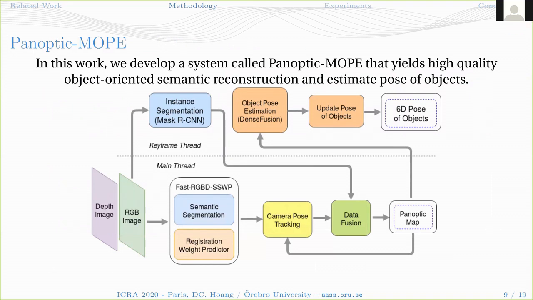In this work, we developed a system that produces high-quality panoptic reconstruction while simultaneously recovering 6D poses of object instances. The system consists of 4 modules: segmentation, registration, data association, and object pose estimation.